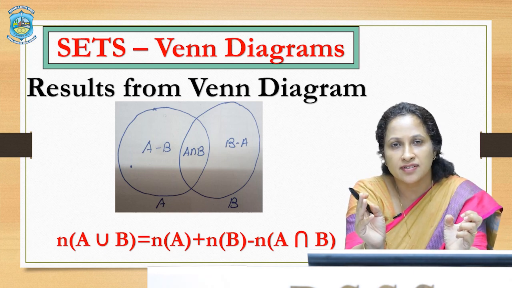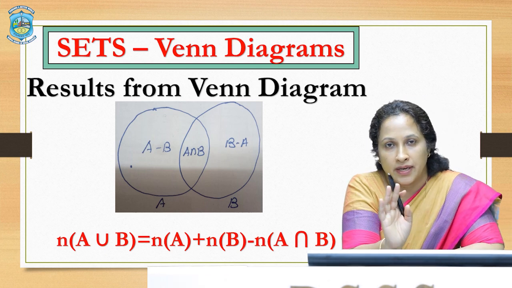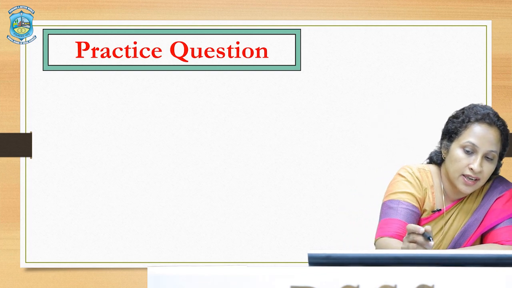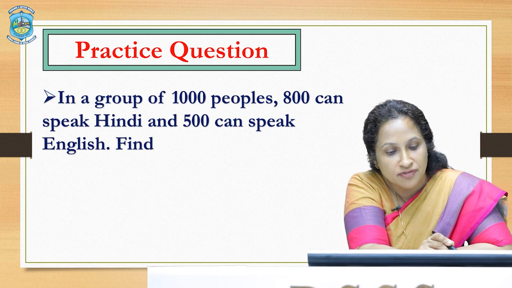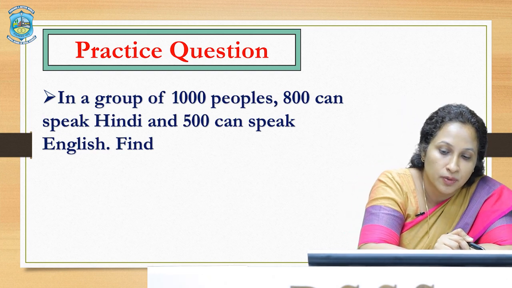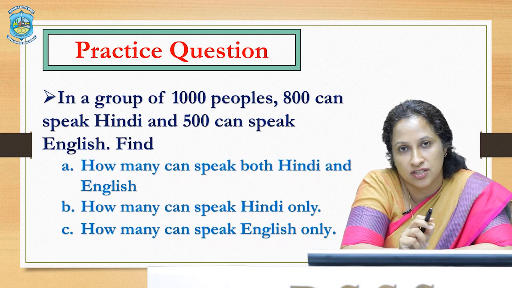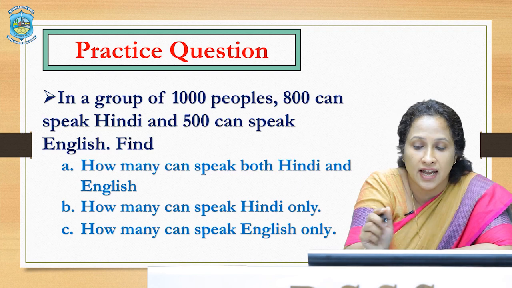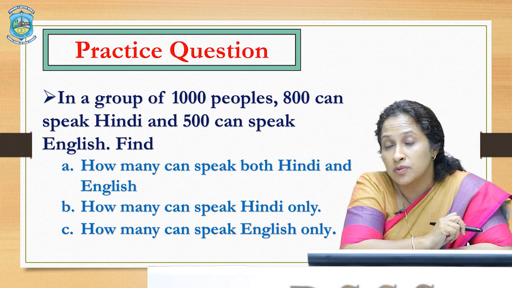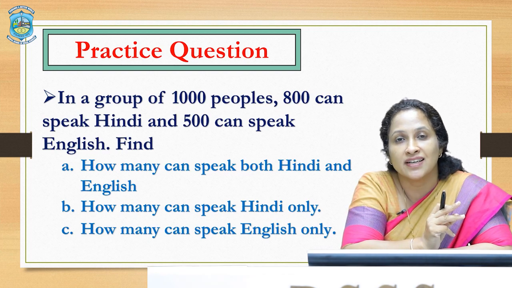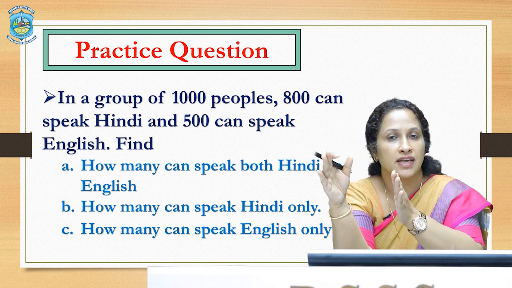Let us take up a very simple question and conclude today's lesson. The question goes like this: among 1000 people, 800 can speak Hindi and 500 can speak English. You have to find how many can speak both Hindi and English. So, you can draw the clue from the word and. When you have the word and, it talks about finding the intersection of sets. That is, how many of them can speak both Hindi and English.